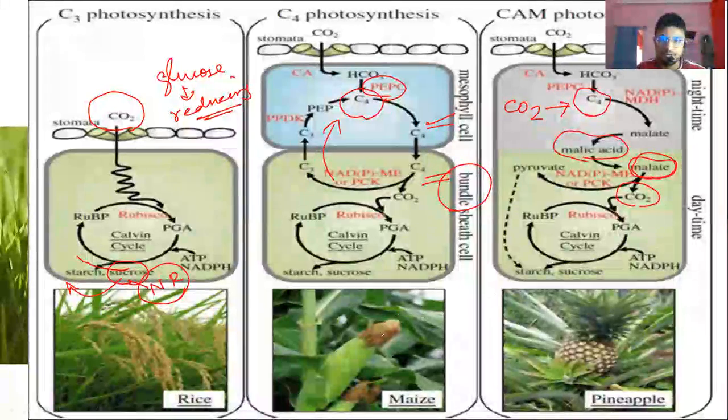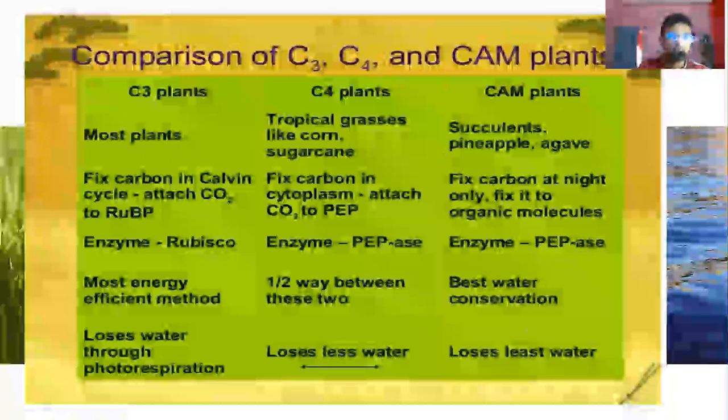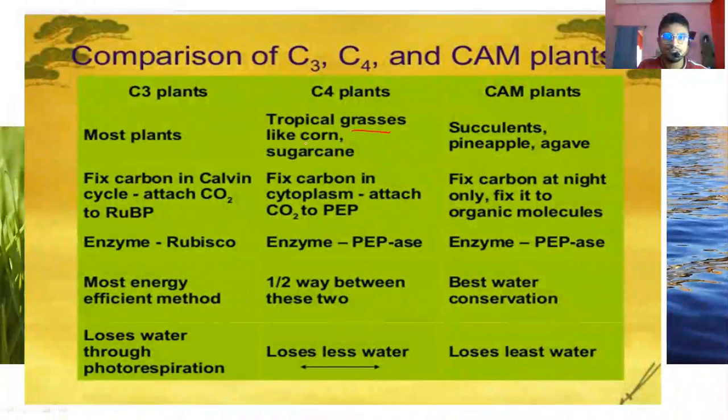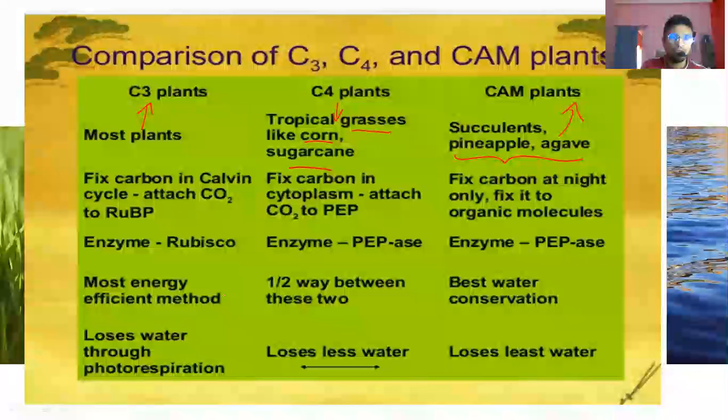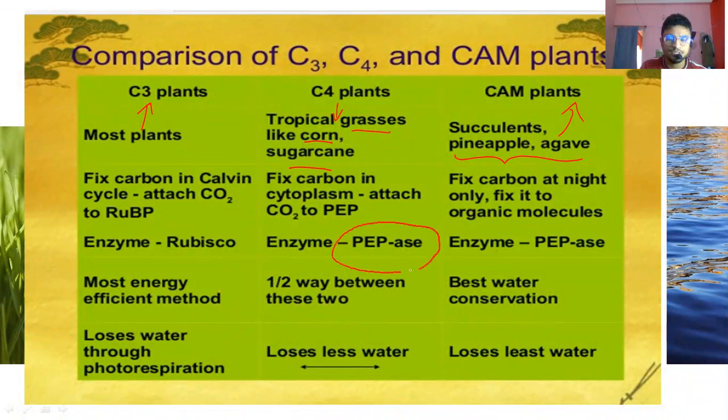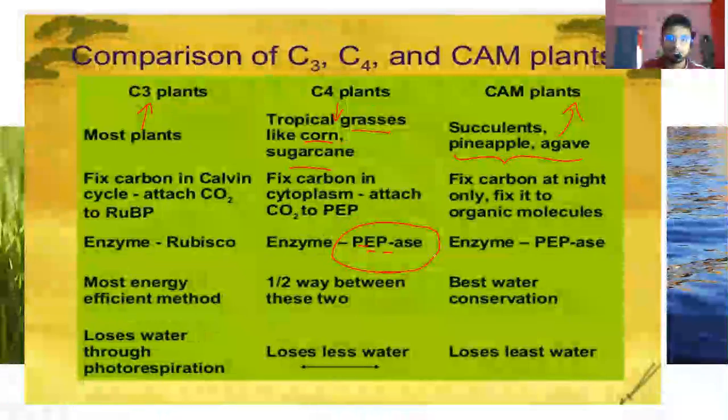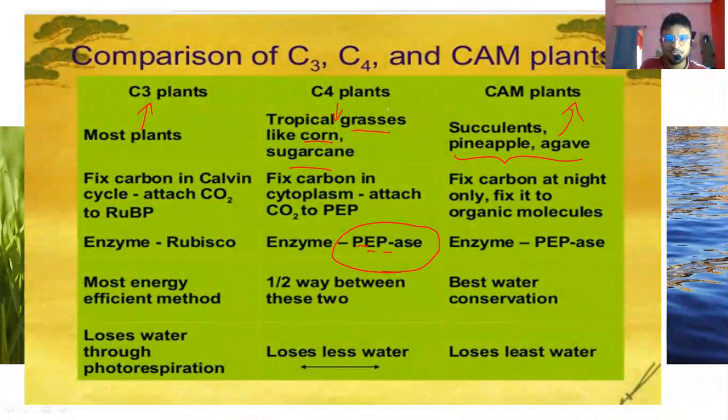You can see the picture over here, maize and pineapple as an example. So most plants, tropical grasses like corn, sugarcane are C4, most plants are C3, and succulent plants like pineapple and agave are CAM plants. So now you can see here the enzyme is PEPCase, PEP carboxylase, phosphoenol pyruvate carboxylase, and carboxylase means it will fix the CO2. The enzyme is the same, but here you have Rubisco.